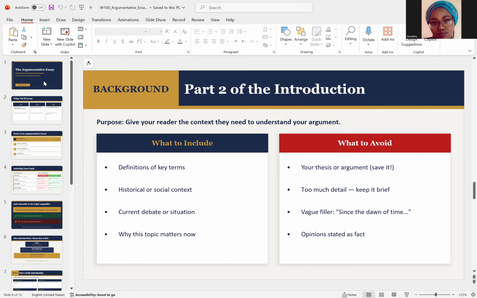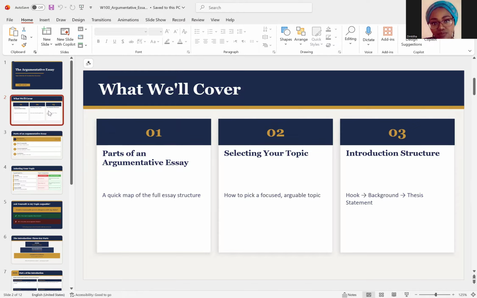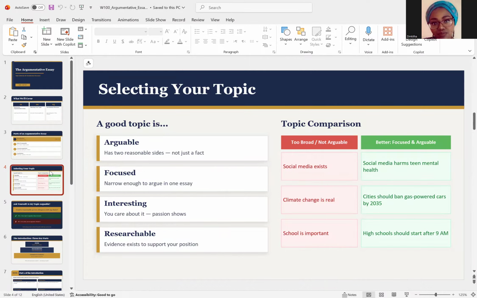So the first step of the argumentative essay that we're going to look at is obviously the parts of an argumentative essay. We're going to look at selecting your topic, and then we're going to look at introduction structure. So the first thing we're going to look at is selecting your topic. It's very important that you start here because once you have a topic, once you have a theme in your head, it's a lot easier to move along in selecting the sources.